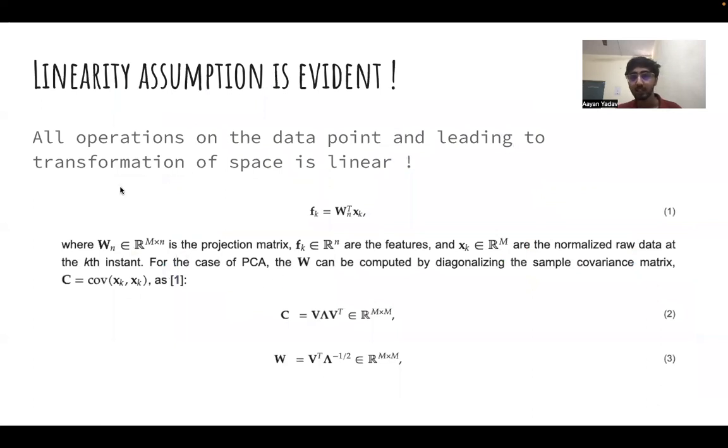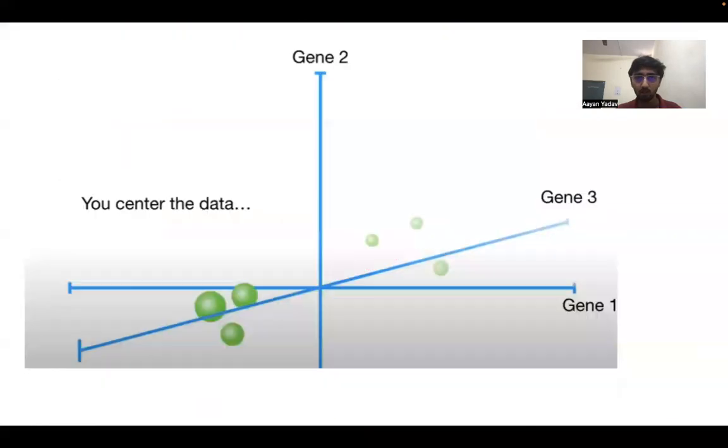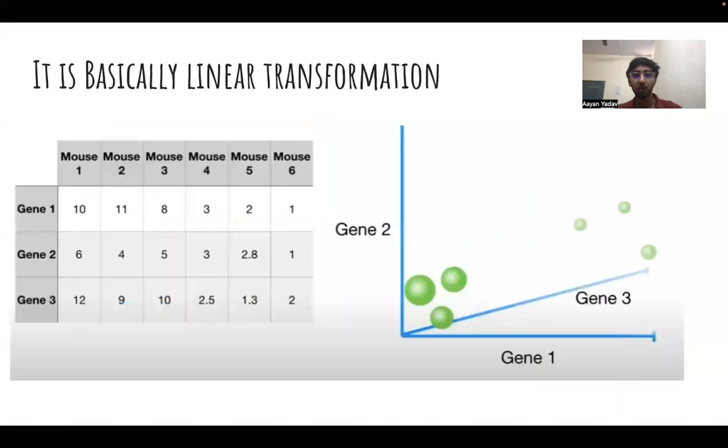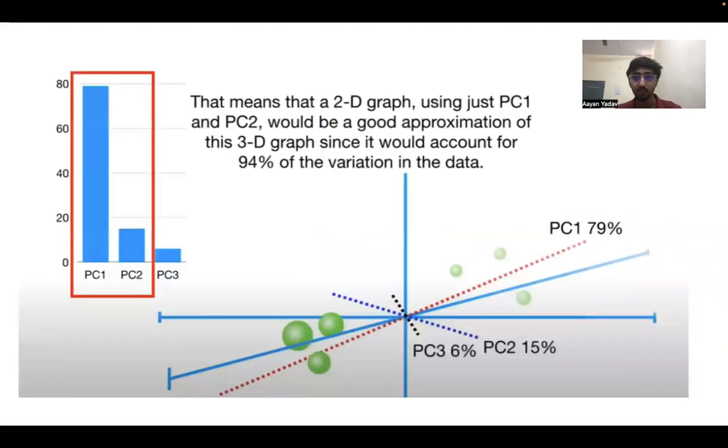So let's talk about the linearity assumption. The linearity assumption is evident. Everything we did earlier, we subtracted the mean from all the examples. So we centered the data, and then we did some matrix multiplication to transform the space into the space with the principal components as our basis. Then we projected the data. All this can be done by matrix multiplication. This is a simple linear transformation.